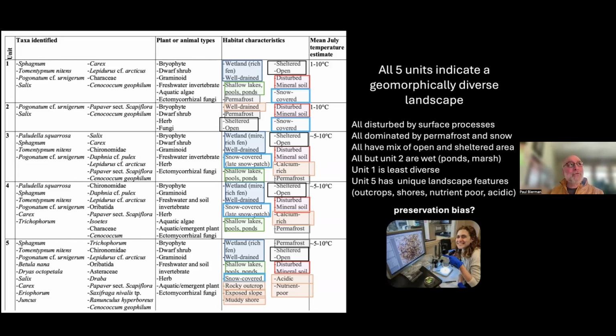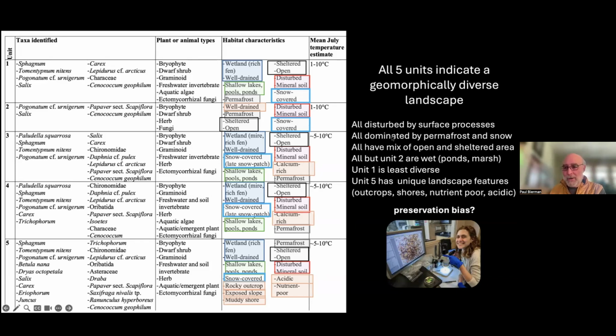I think Hallie was referring to this as an ecoshed, right? So we think about watersheds, and they contribute the water to what we might measure in runoff. But this is an ecoshed where these fossils are being contributed by a certain area upstream if this is moving water, or up ice if this is till. And all of these ecosheds have places disturbed by surface processes.